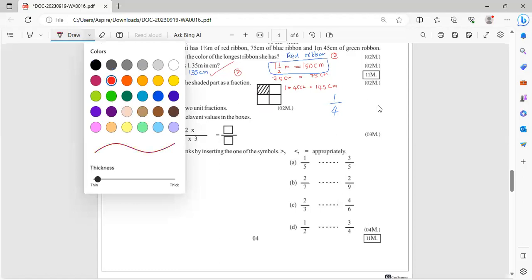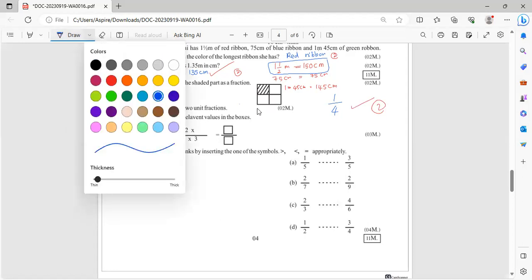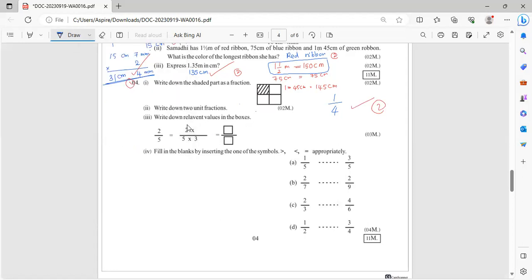Then you are given 2 marks. Write down 2 unit fractions. Then what is the feature of a unit fraction? What is the feature of a unit fraction? The numerator is 1. Yes, the numerator is 1. So, can you tell me any 2 fractions you wrote?